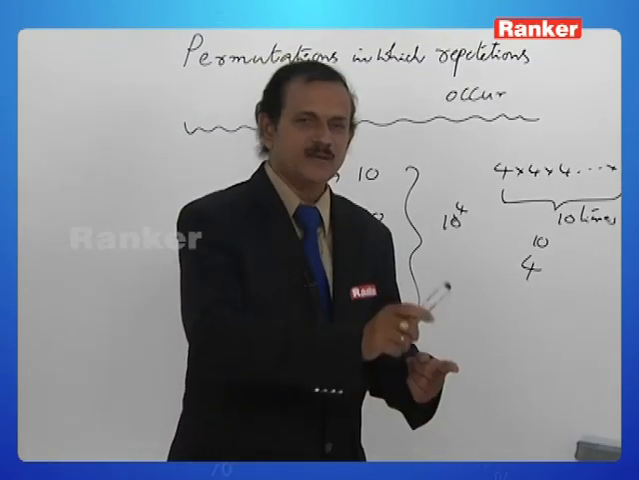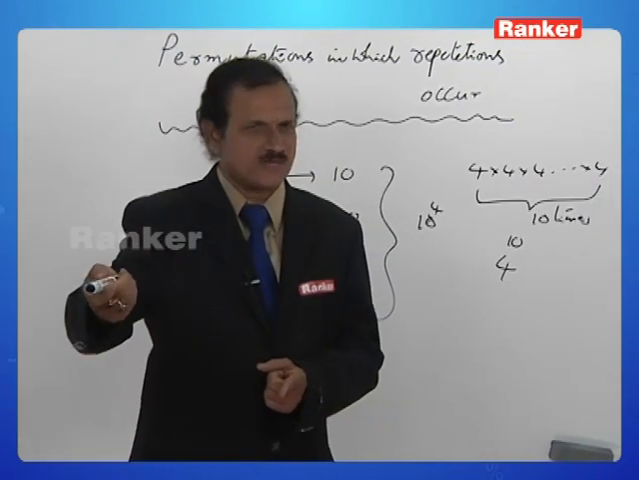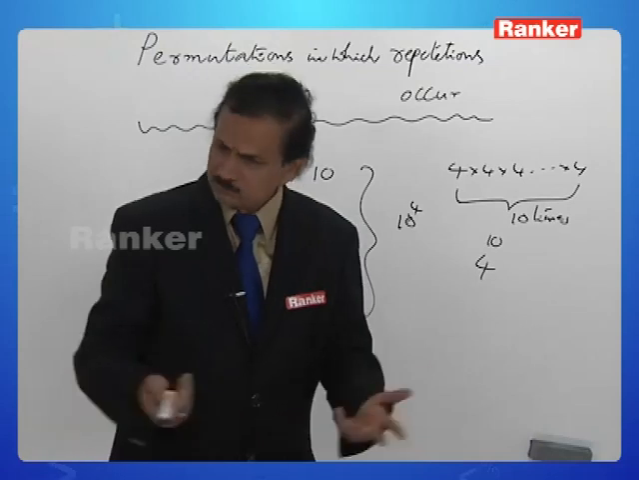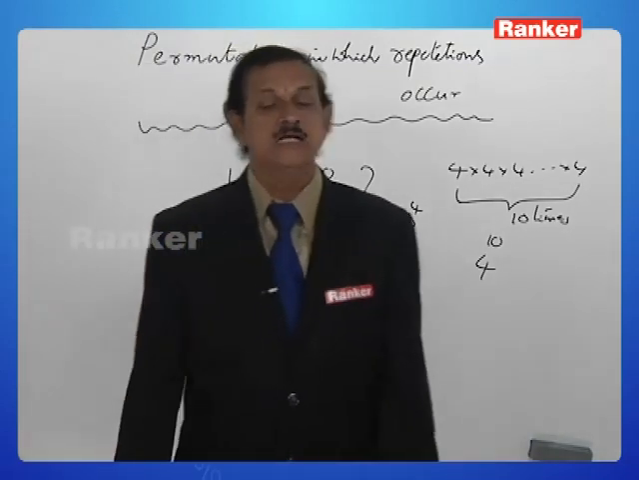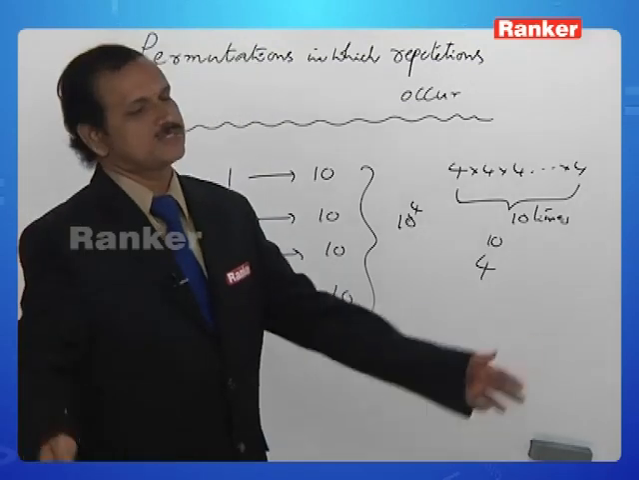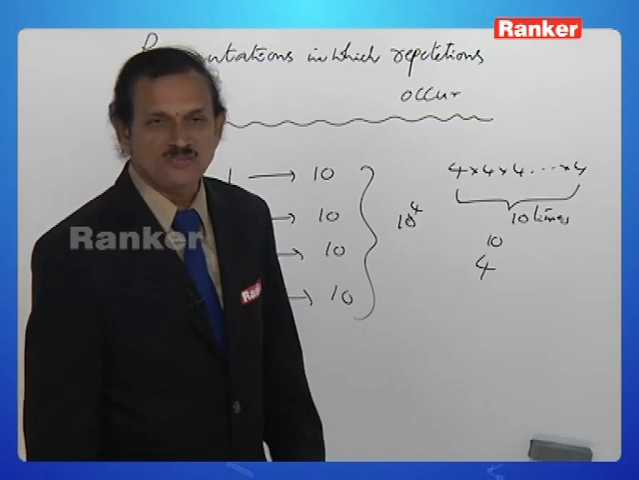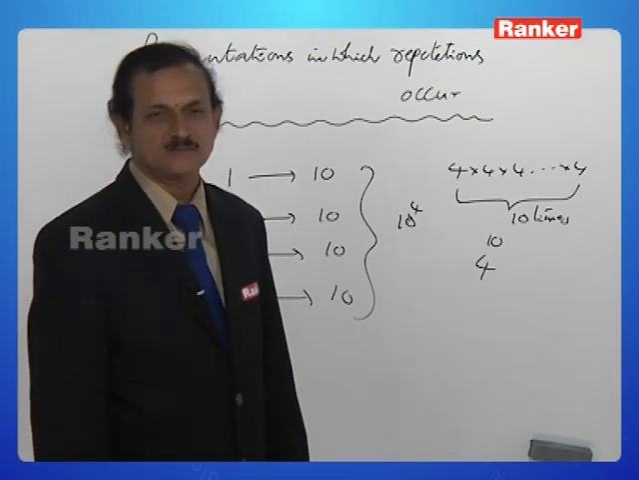That is 10 power 6. Why? First letter can be posted in 10 ways. Second letter can be posted in 10 ways. In any post box I can post it. Third letter 10 ways. Fourth letter 10 ways. Like that, sixth letter also 10 ways. So the total number of ways in which the letters can be posted is 10 into 10 into 10 into 10, 6 times, that is 10 power 6.